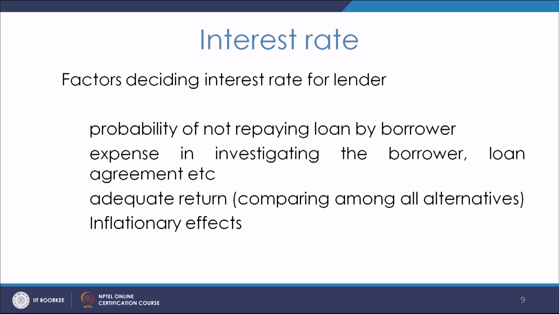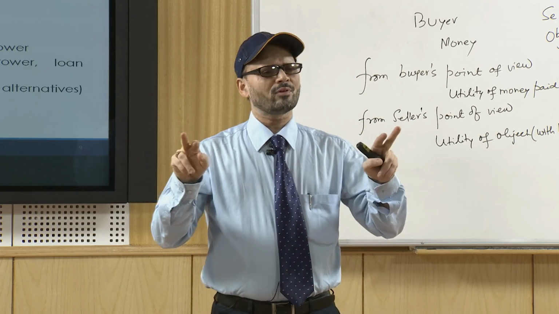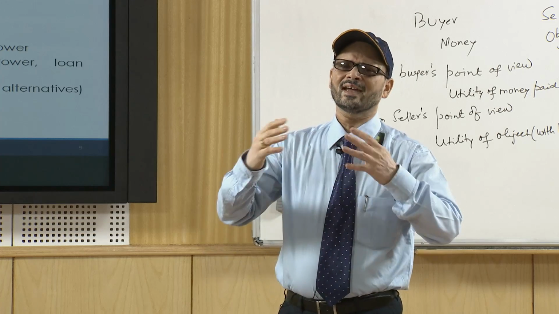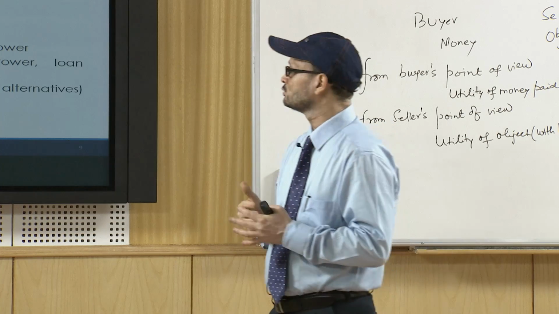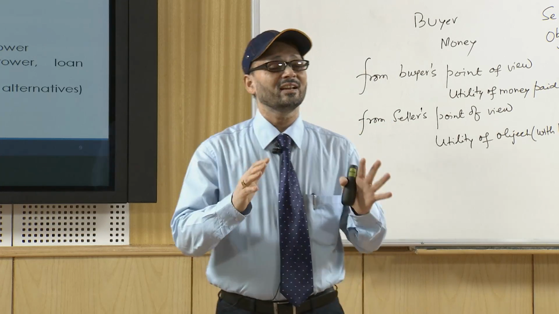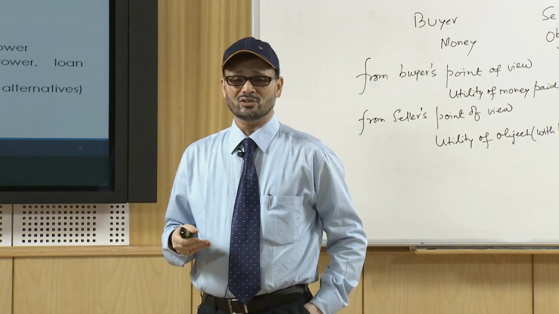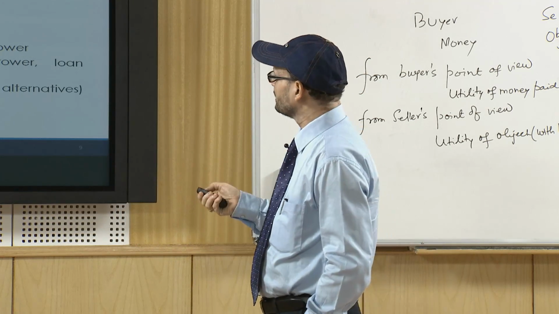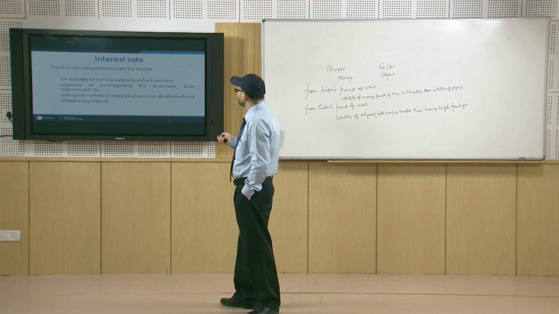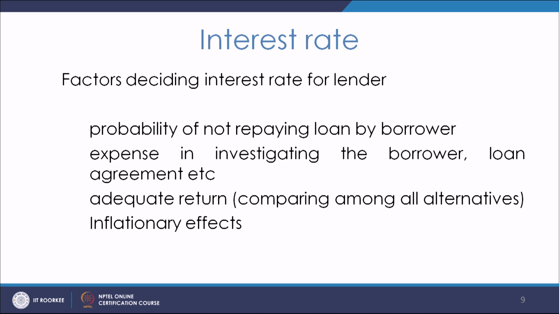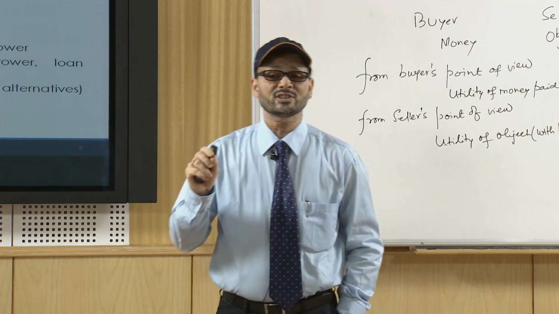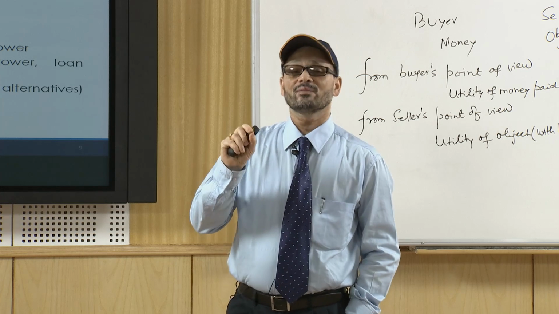He can lend this money to many options, and from the different options he can get some return. He has to see that he is getting an equivalent level of return if he is giving to a borrower. So, basically all these three factors are taken into account, suppose x percent, y percent and z percent, and together, on that basis, the interest rate is fixed.